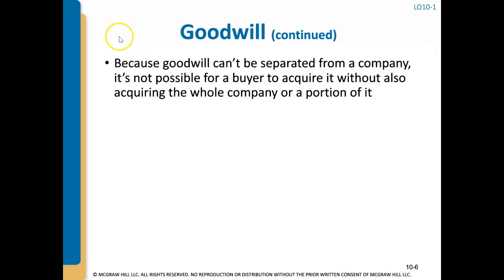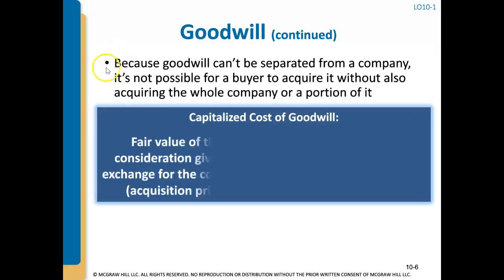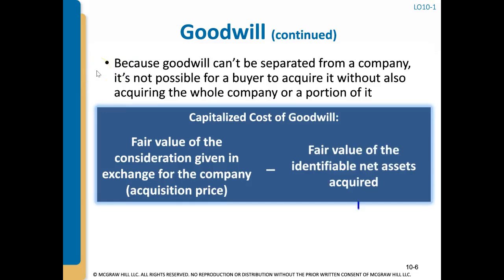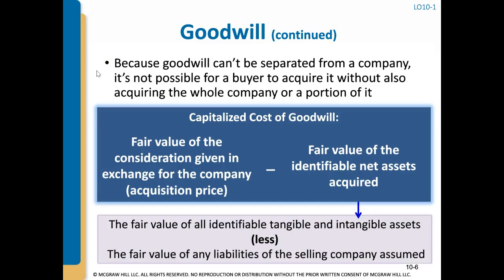And goodwill cannot be separated from an actual company, right? When you say, what's the goodwill of Apple Corporation or Apple Inc., you can't separate it from a company. So it's only possible to identify goodwill when an entire company is purchased. And then the amount of the goodwill, when a company acquires another company, is the part of that acquisition cost that will be allocated to goodwill.